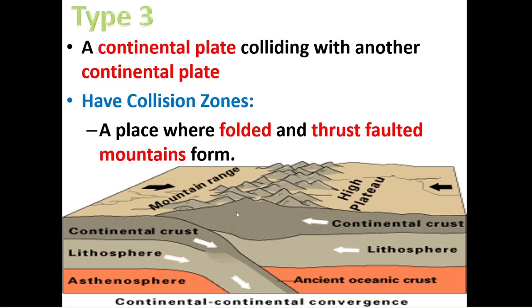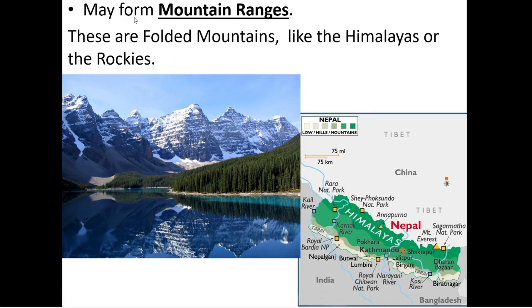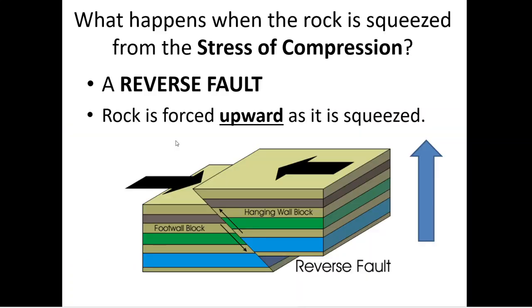So when two continental crusts actually hit each other, remember these are our older ones, that's where we get our mountains coming up, okay? And they may form mountain ranges, and these are folded mountains like the Himalayas or the Rockies, and those are some of our biggest mountain ranges that we have, and that is from two continental crusts actually hitting each other.